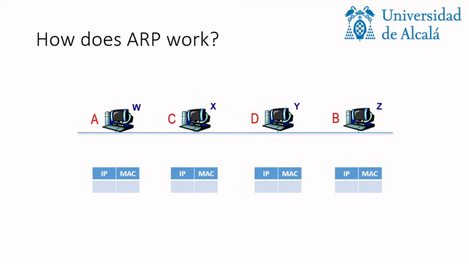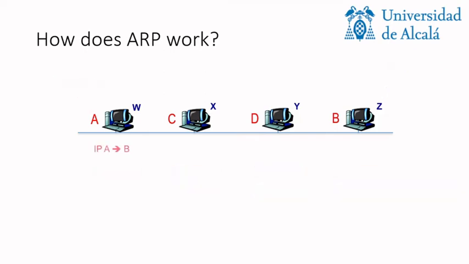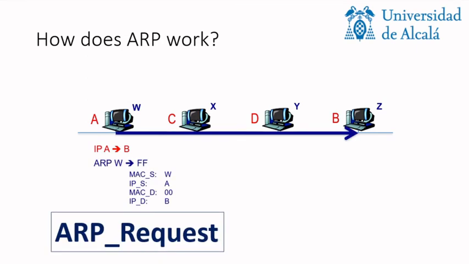In this case, we have 4 hosts, and IP addresses are shown in red, MAC addresses in blue, and all ARP tables are empty because the host has just been switched on. In this case, host A wants to communicate with B, so the first action will be to send an ARP request. This is the first message. If you see, the destination address is FFFFF or Fs, which is a broadcast address, and the source is the MAC address of the source host, okay?